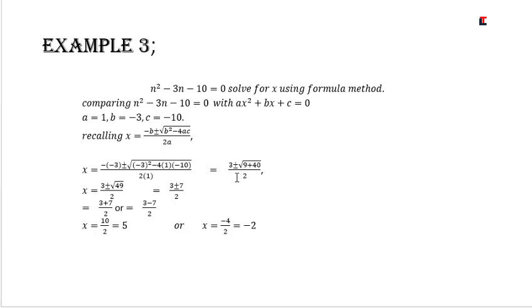Then from here we have x equals 3 plus or minus root 9 plus 40, which will give me 49 divided by 2, equals 3 plus or minus root 49 will give me 7 divided by 2. So I have 3 plus 7 divided by 2, or 3 minus 7 divided by 2. So 3 plus 7 will give me 10 divided by 2, which will give me 5. 3 minus 7 will give me minus 4 divided by 2, which will give me minus 2.